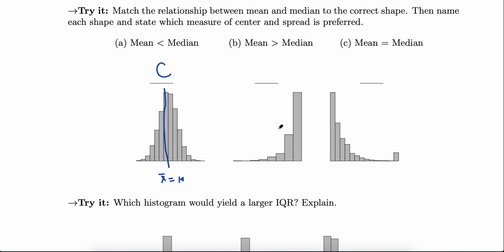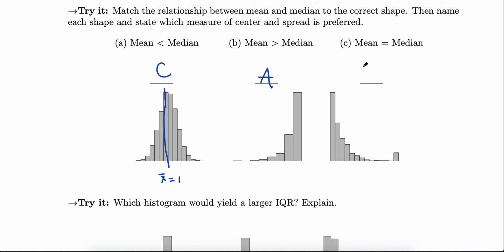The next example, we're skewed to the left, or it's trailing off to the left. So remember our general rule, the mean is pulled toward the skew. So the mean is going to be pulled toward the left, and the left represents smaller numbers, so the mean will be smaller. It's pulled in that direction. So that's option A, mean is less than the median.